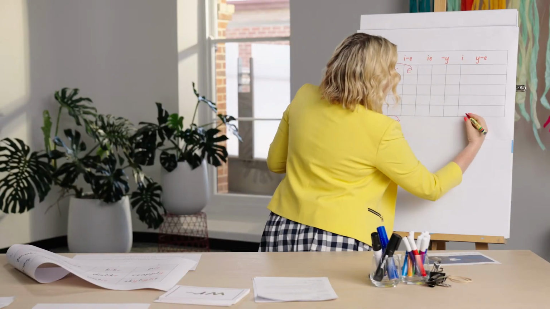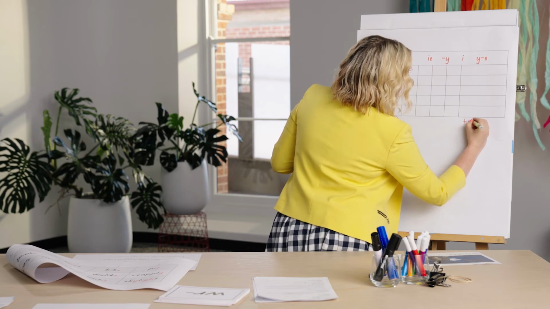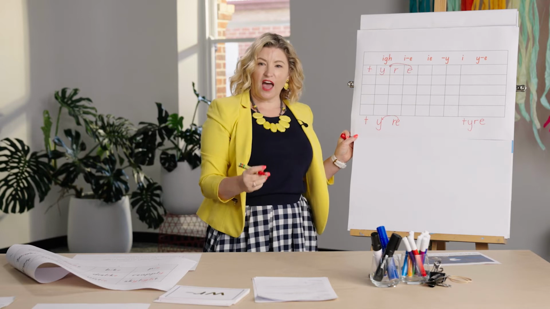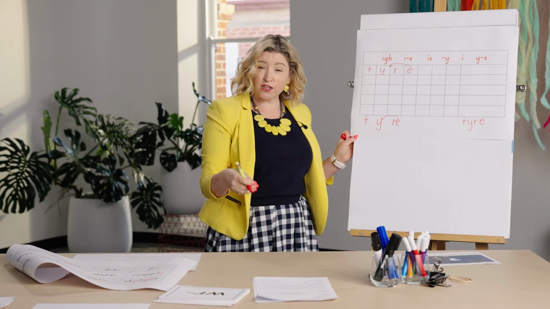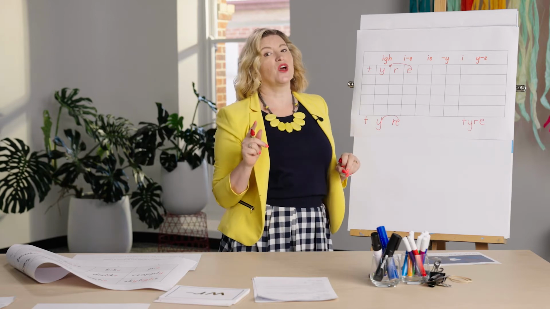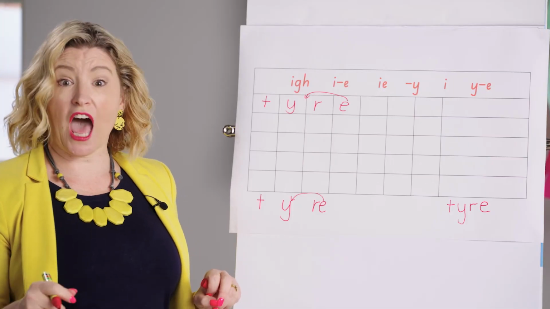Let's write the whole word over here. T-I-R. Tire. Like on your car. You've got 4 tyres on your car and usually have a spare tyre in the boot. Next word, it's got a prefix, dislike.